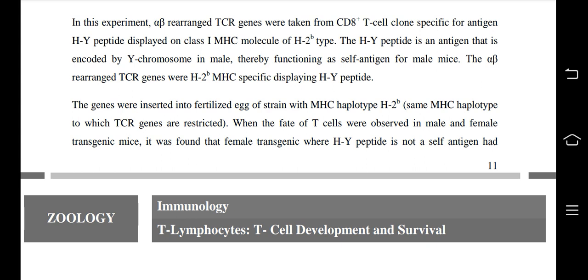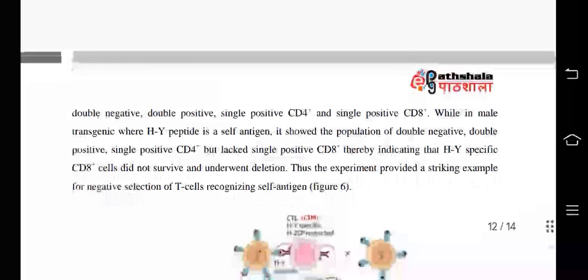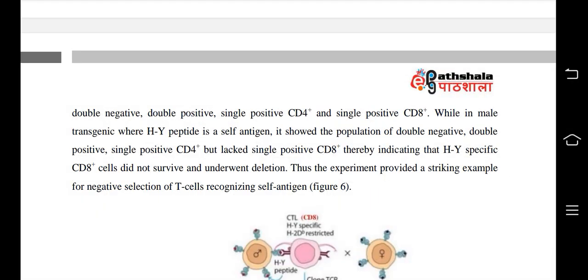that female transgenic mice, where the HY peptide is not a self-antigen, had double negative, double positive, single positive CD4 plus, and single positive CD8 plus cells. While in male transgenic mice, where the HY peptide is a self-antigen, there was a population of double negative, double positive, and single positive CD4 plus cells, but they lacked single positive CD8 plus cells, thereby indicating that HY specific CD8 plus cells did not survive and underwent deletion. Thus, the experiment provides a striking example of negative selection of T cells recognizing self-antigen.